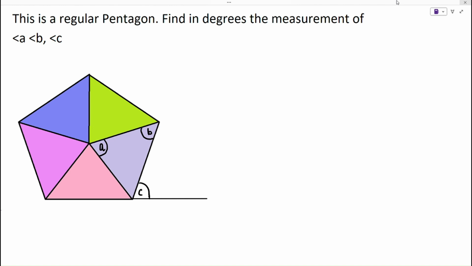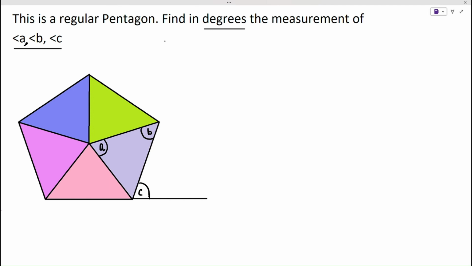In this video, we will be going over an 11 plus question. This question is about the angles in shape. Our question is, this is a regular pentagon. Find in degrees the measurement of angle A, angle B, and angle C.